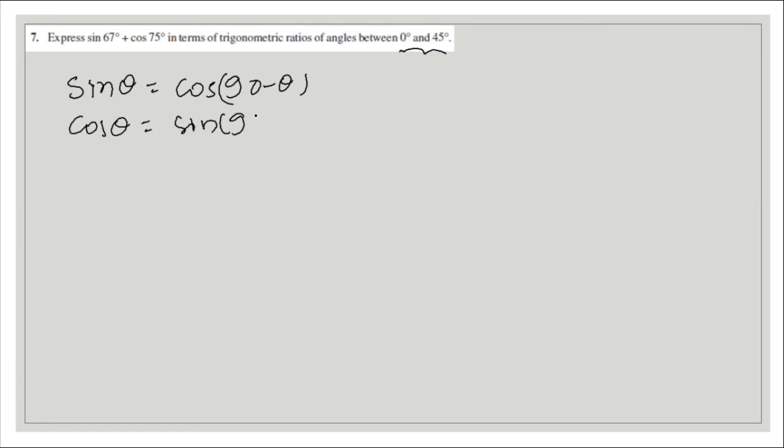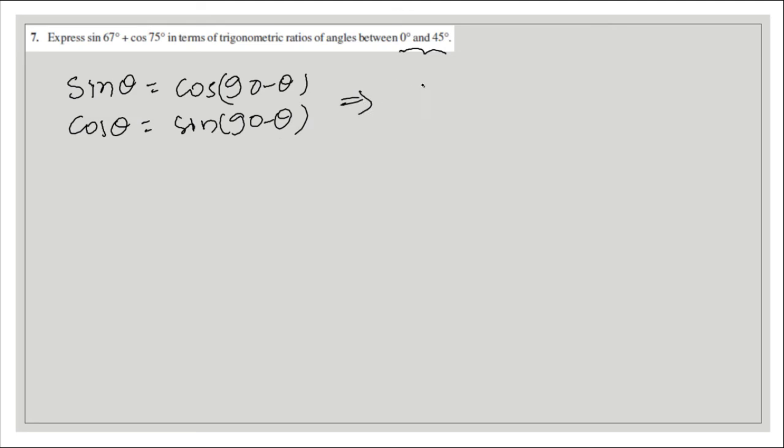Question number 7 is the last question of the exercise. Express sine 67 degree plus cos 75 degree in terms of trigonometric ratios of angles between 0 degree and 45 degree. The question is very simple. We need to change this 67 and 75 degree into angles between 0 and 45. So let us make use of a concept. We know that sin theta is cos of 90 minus theta and cos theta is sine of 90 minus theta.